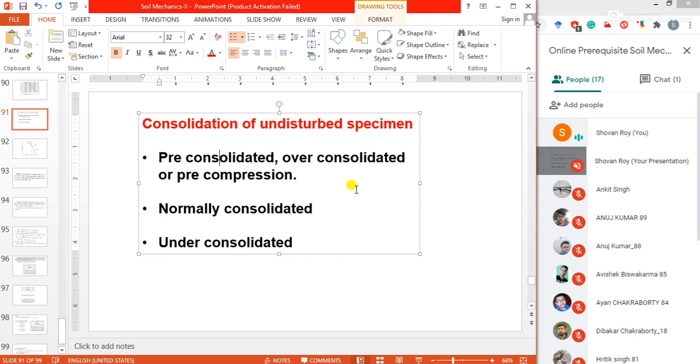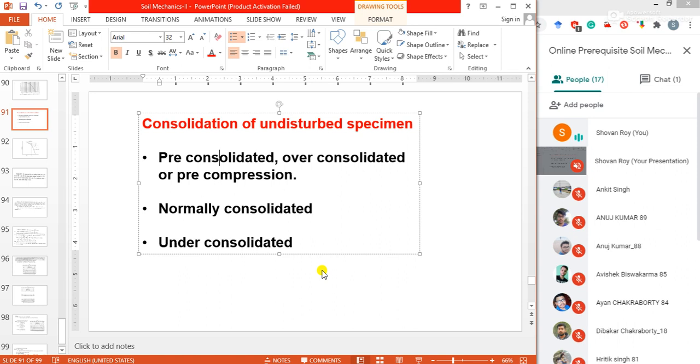In pre-consolidated soil, the soil has already taken lots of load in its tenure, but at the present situation the load is not there. But in the normally consolidated condition, at present the soil is taking its maximum load, while in its earlier stage the soil had not taken a greater load than the present load. This is the difference between the pre-consolidated and normally consolidated conditions of the soil from the consolidation perspective.